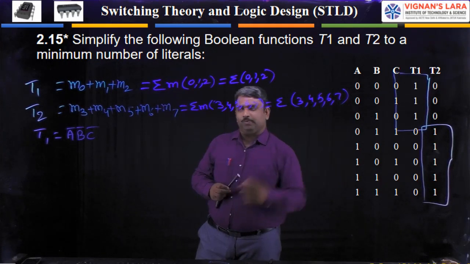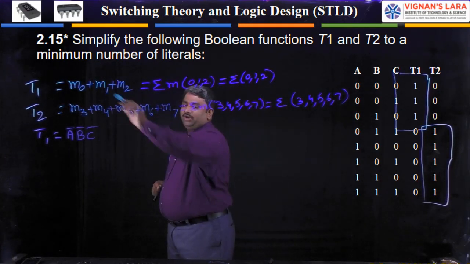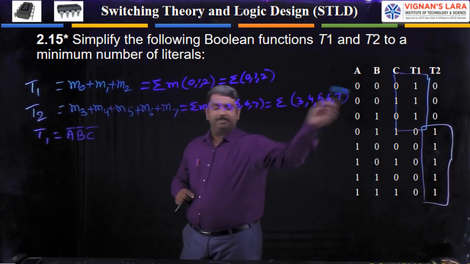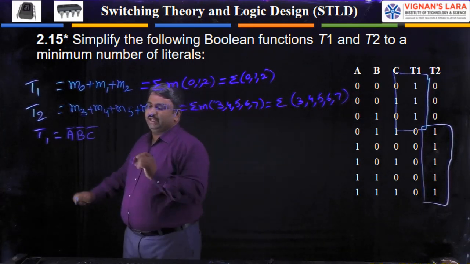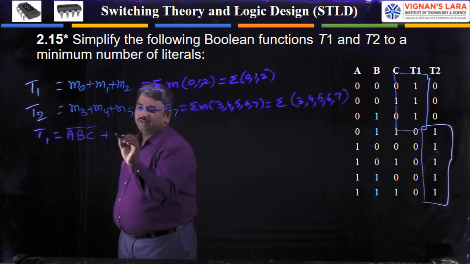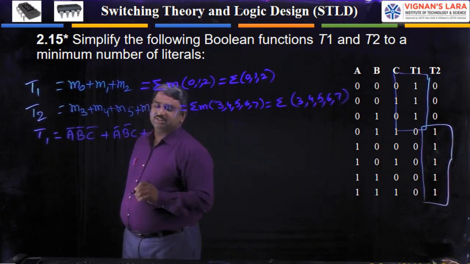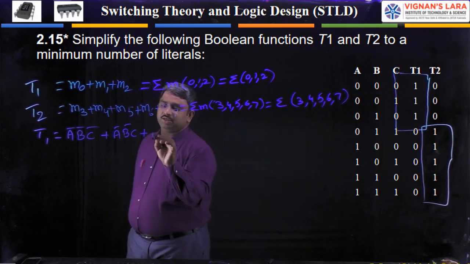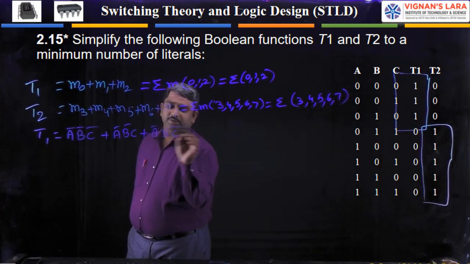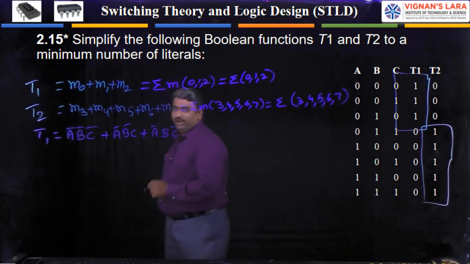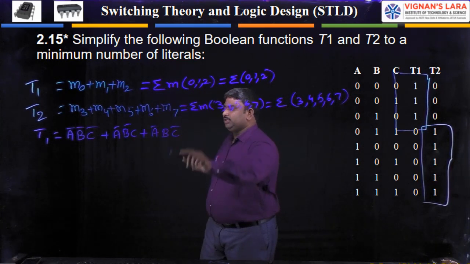And the second output is M1. Here we have written M1, that is A bar B bar C. So this is M1. Next M2, that is A bar B C bar. Now we have to simplify this function.